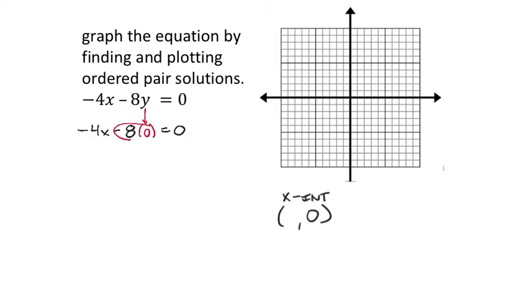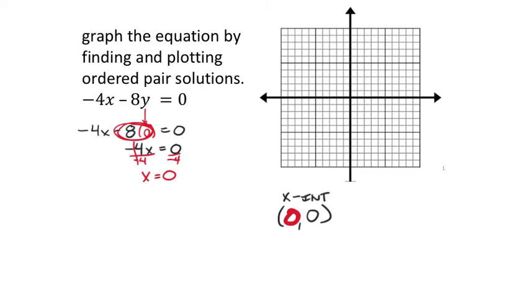Then in solving this, we see that this term just becomes a 0. Rewriting the equation now, just simplified, negative 4x equals 0. Divide both sides by the coefficient of negative 4 tells us that x equals, well, 0. So in doing this, the x-intercept shows 0, 0.